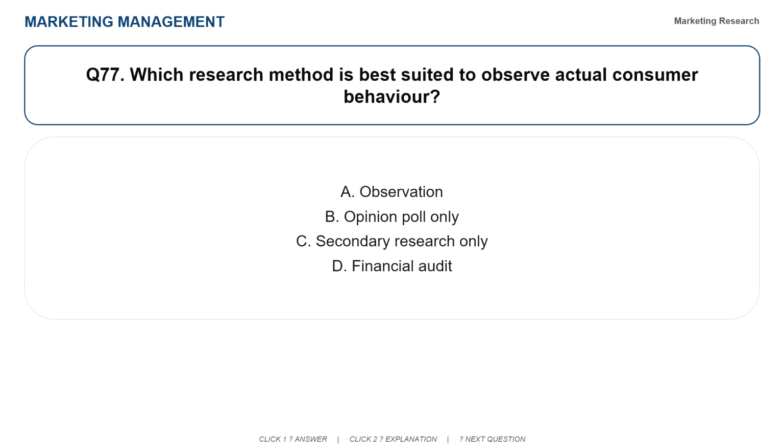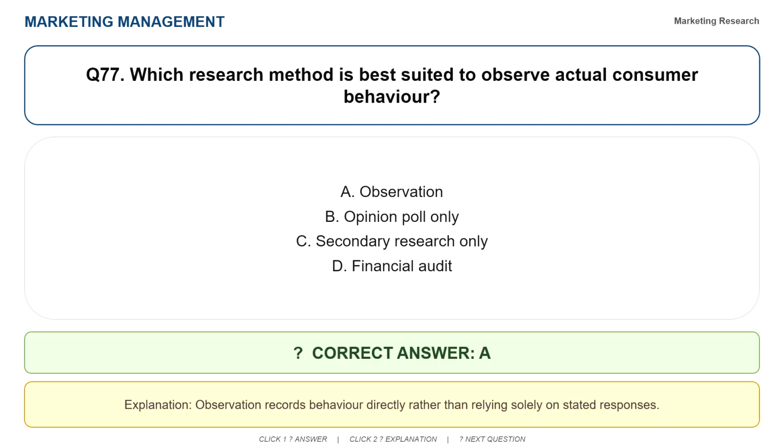Question 77. Which research method is best suited to observe actual consumer behavior? Option A. Observation. Option B. Opinion poll only. Option C. Secondary research only. Option D. Financial audit. The correct answer is A. Explanation. Observation records behavior directly rather than relying solely on stated responses.